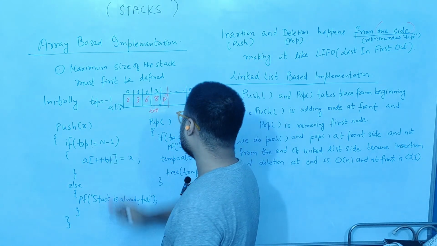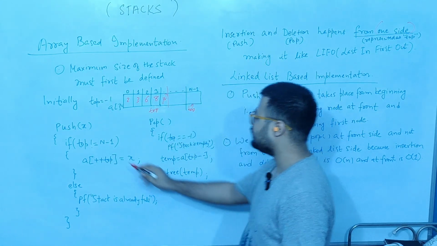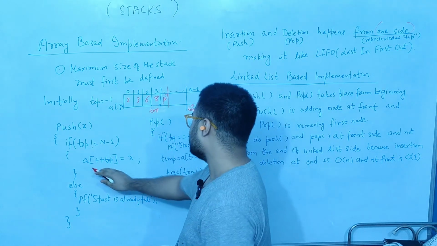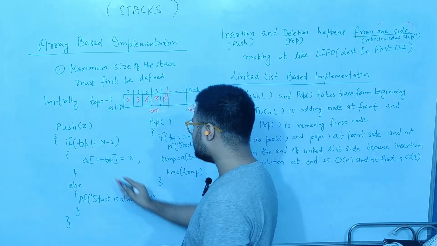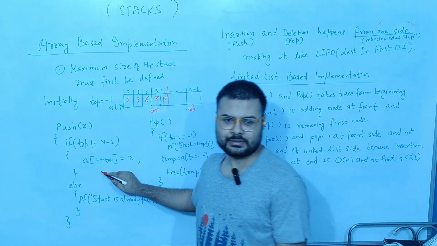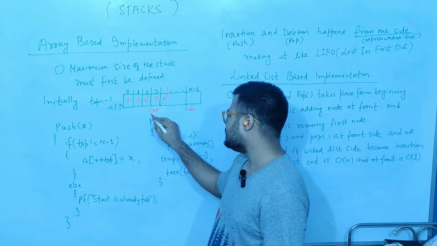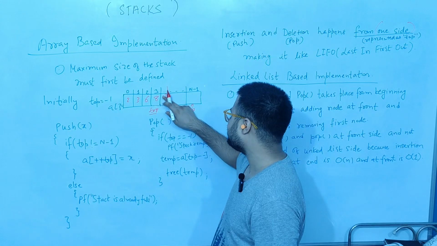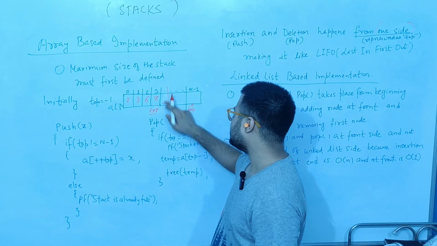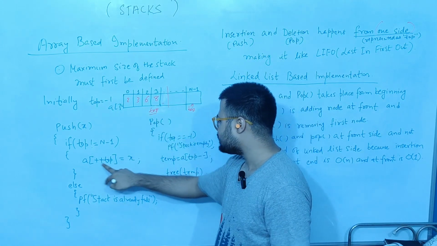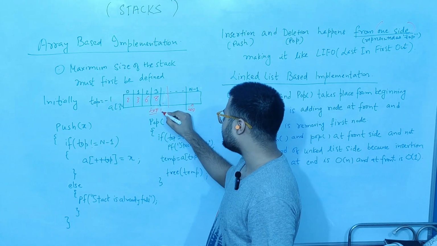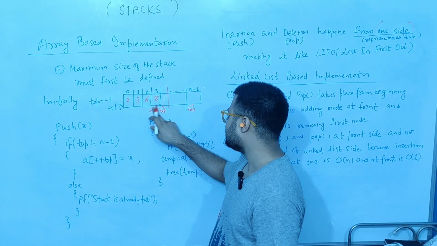So if top is not equal to n minus 1, meaning the stack is not full, then ++top means you first increase the value of top. This is pre-increment. So if top initially was here, ++top means you first increment the top. Now top is pointing to this.